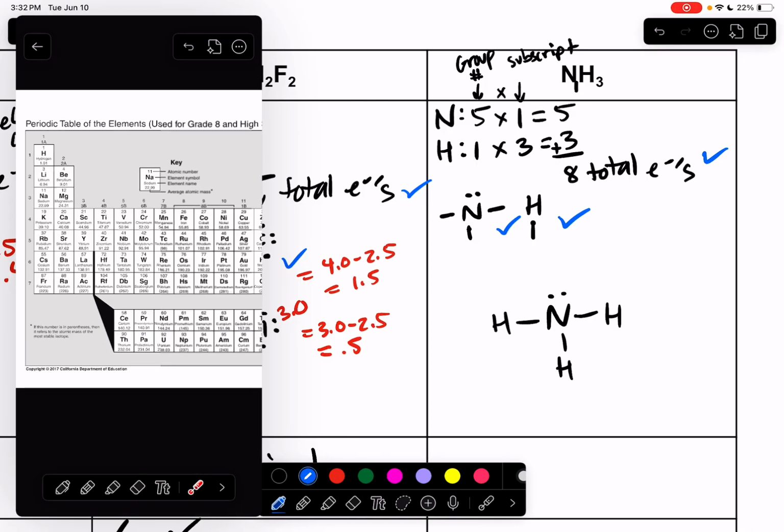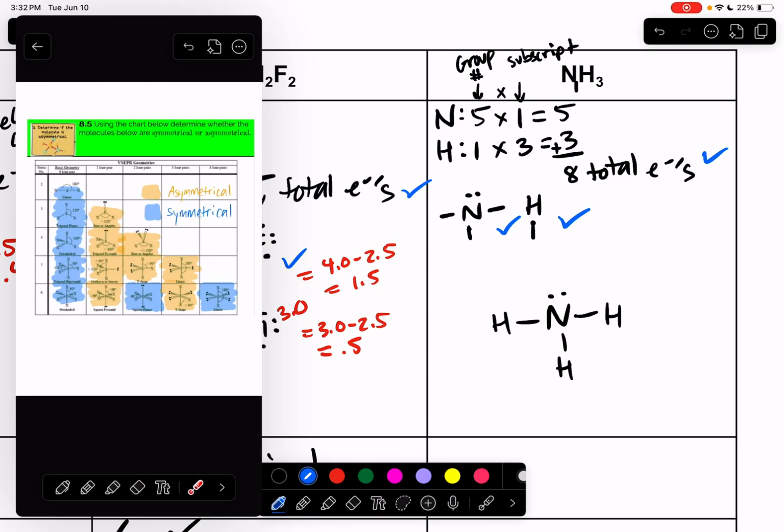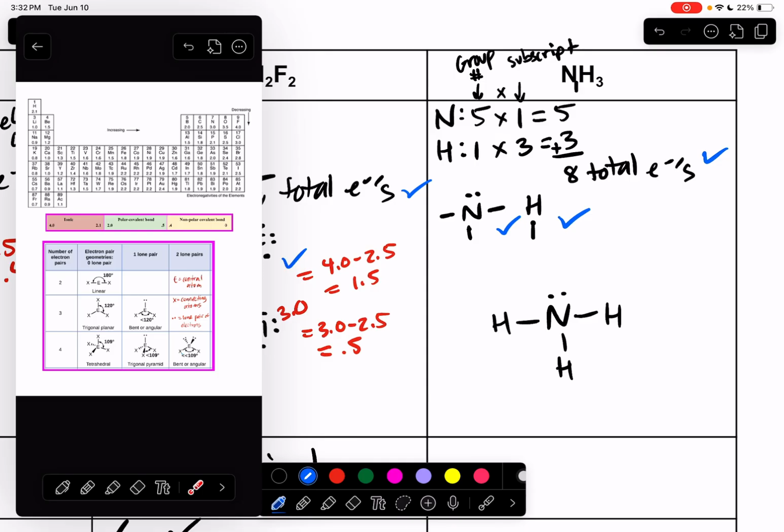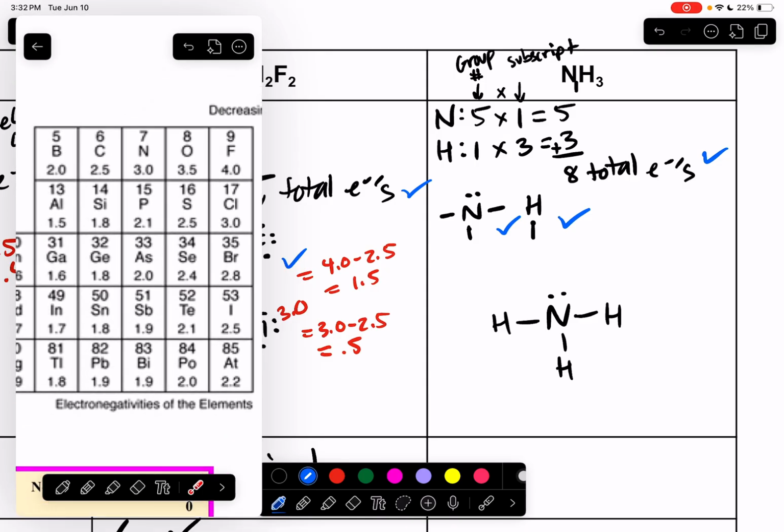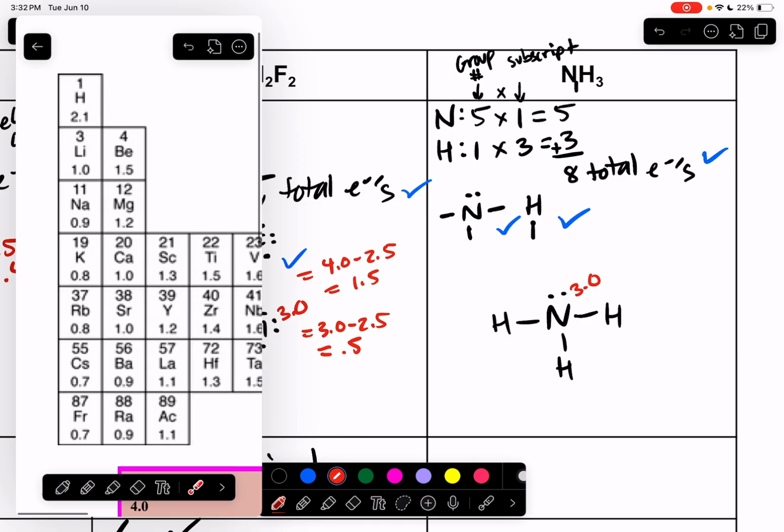Now I can go ahead and use my electronegativity chart to figure out what type of bonds I have. Do I have polar bonds or non-polar bonds? So nitrogen has an electronegativity of 3. Hydrogen has an electronegativity of 2.1.